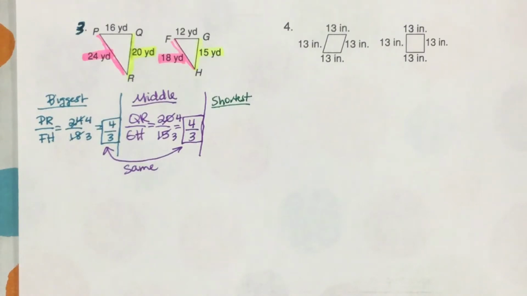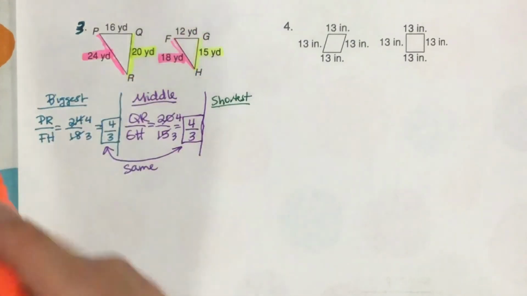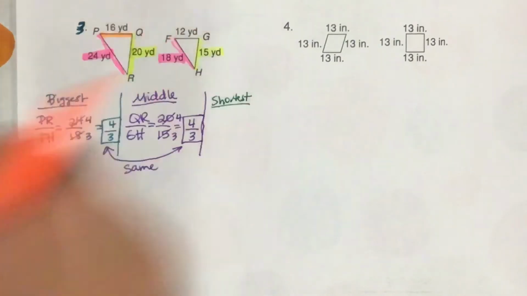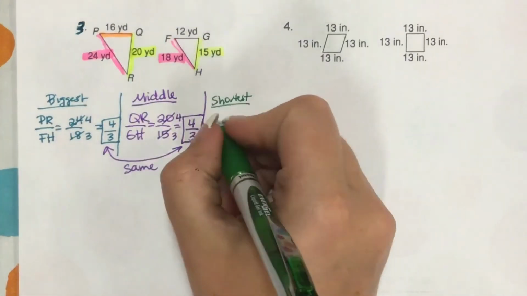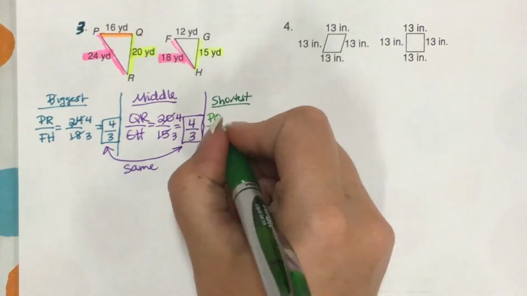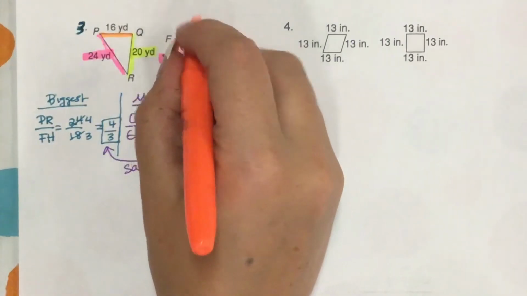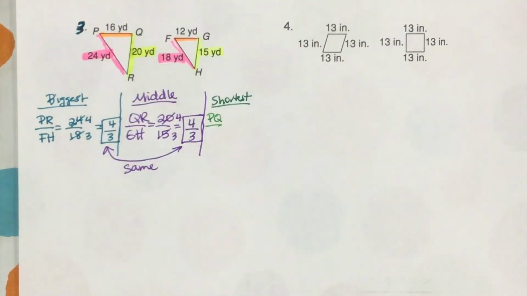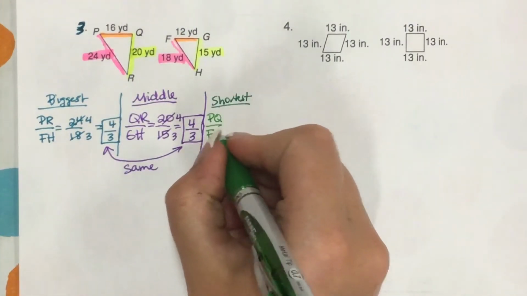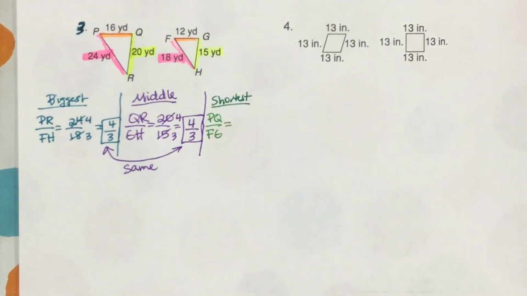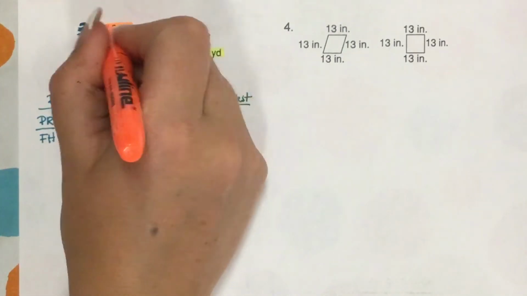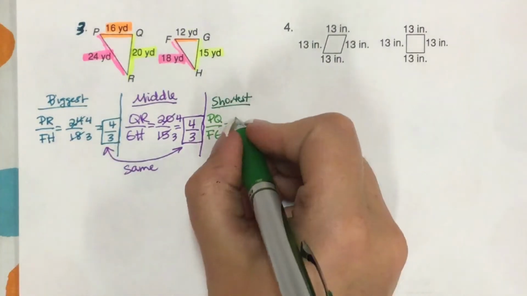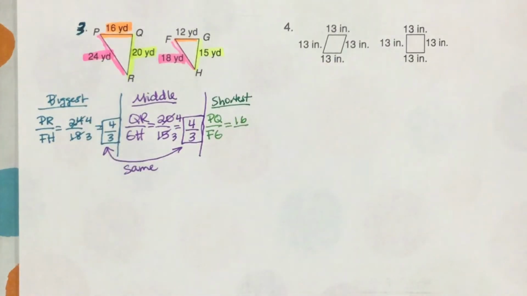So the shortest side in the big triangle, which goes on top, would be PQ. So we're going to have PQ here over the shortest side of the smaller triangle, which is right there, which is FG. Okay, now it's time to fill in the numbers. So PQ is equal to 16 yards. So I just put 16 there over FG, which is 12. So I have 16 over 12, and I just need to go ahead and reduce that.